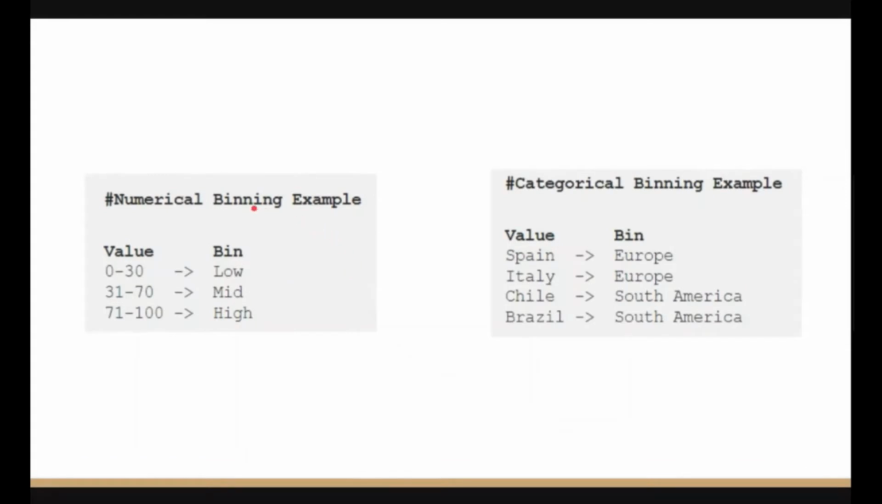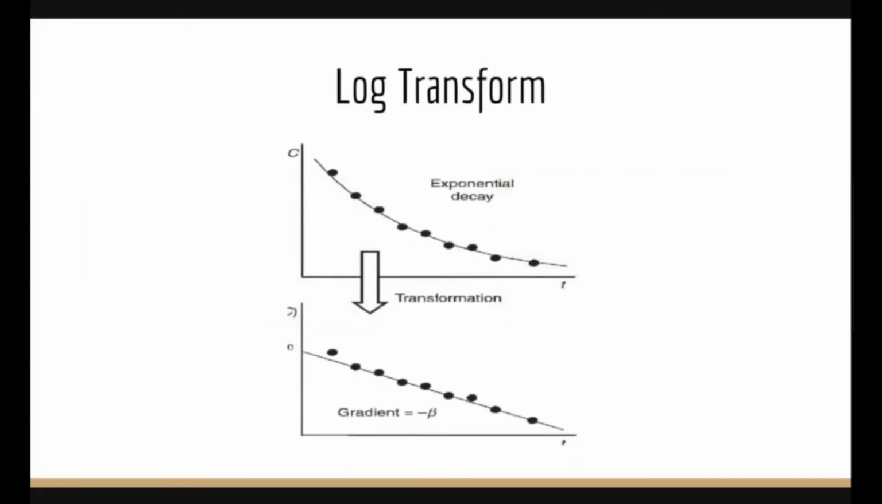This is an example of binning. So in numerical data, we have a range and we give it to a bin. For categorical binning, we take each category and make it a bin. It's fairly easily done with Python. You can use pandas. The next one is log transform.